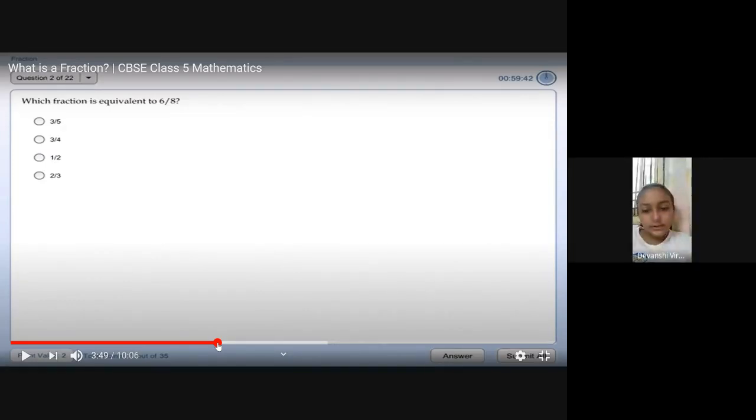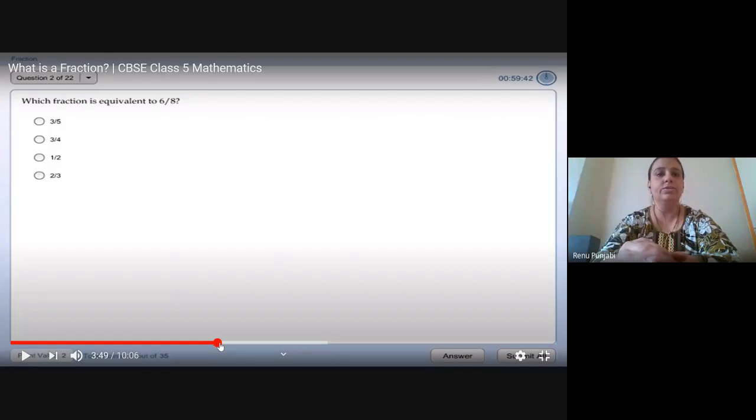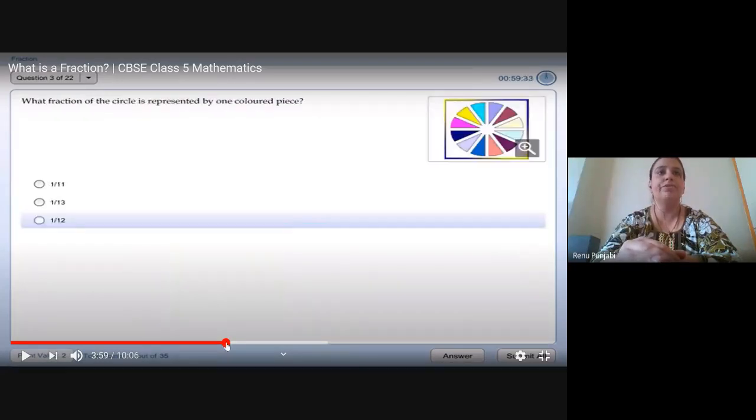3 upon 4. Very good. Go to the next child. What fraction of the circle is represented by one color piece? What will be the fraction of each color? This will tell by letter J. Child whose name starts with letter J can switch on the microphone and speak.